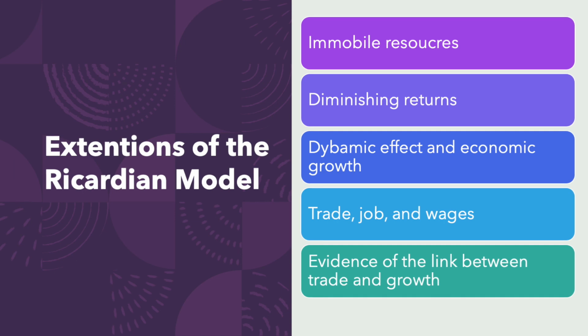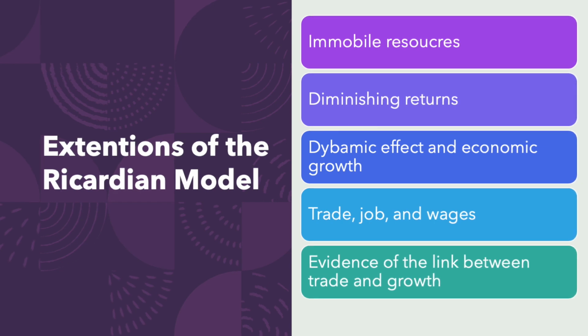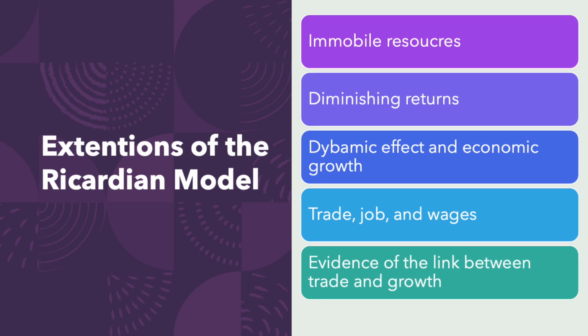Immobile resources. In a country, it is not easy to change from producing one good to another good. It takes more effort. When an advanced country embraces free trade, it will mean less production of labor-intensive goods and more knowledge-intensive goods, which would mean that some will be unemployed and accept less attractive jobs.